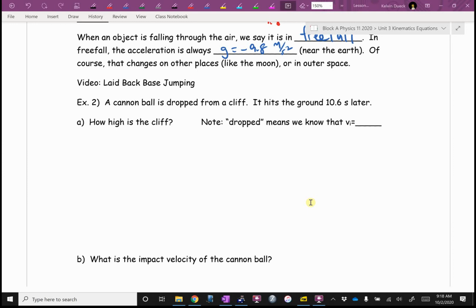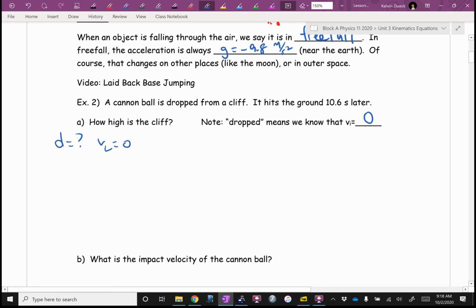First of all, note, dropped means that we know that VI equals 0. So anytime I use the word dropped, we can assume that. Max, what's A asking me to find? How high? In terms of our physics 5 variables, what's it asking me to find? And I already know that VI is 0.